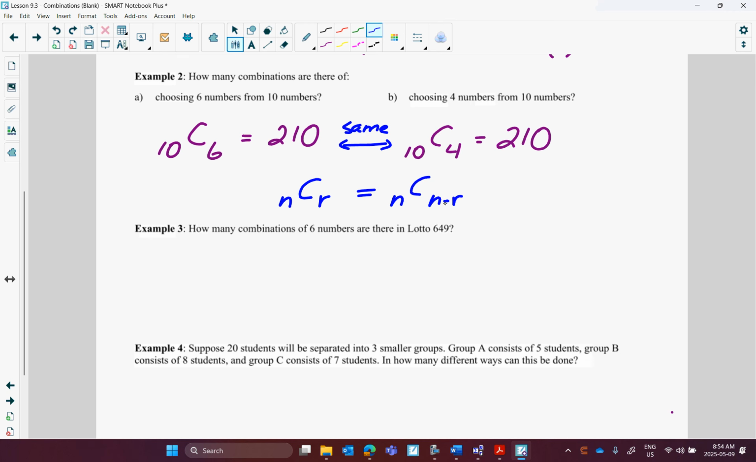Okay, so for example, if I had 15 choose 7, what would be an equivalent combination? 15 choose 8. Because these two just add up to this. Okay.